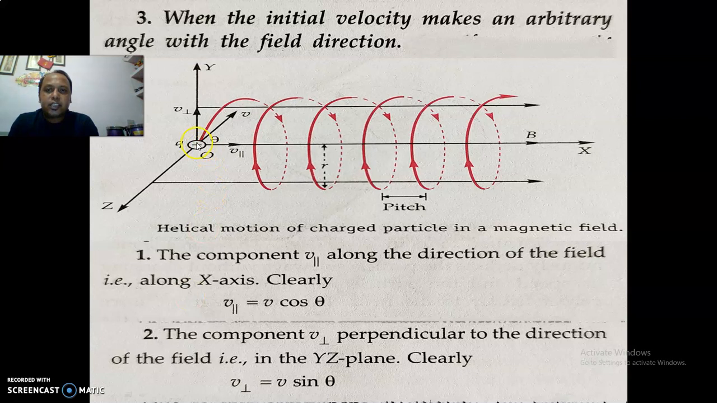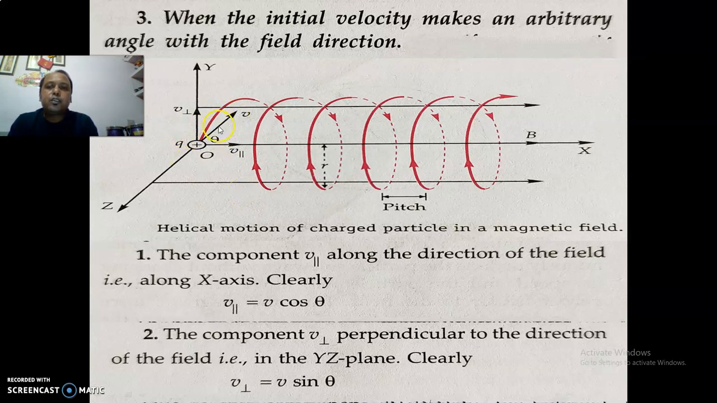Now you need to understand one thing. The perpendicular component will be responsible for the charged particle to move in a circular path, whereas the parallel component will take the charged particle in the forward direction. So the path of the charged particle this time will not be circular, but it will be helical. That is, it will be moving in a circular path, but at the same time it will be moving in the forward direction. I hope this is very clear to you.